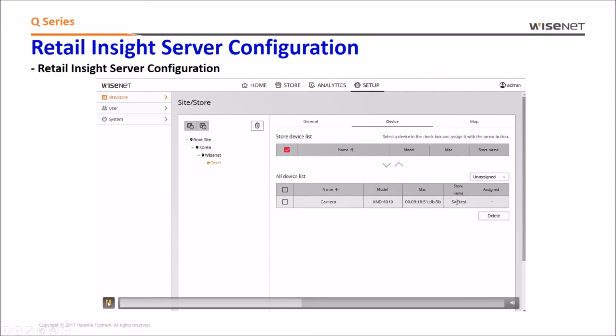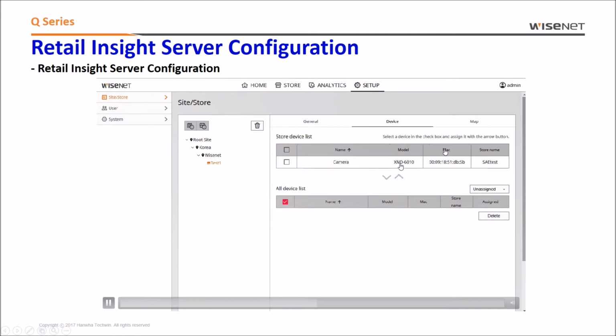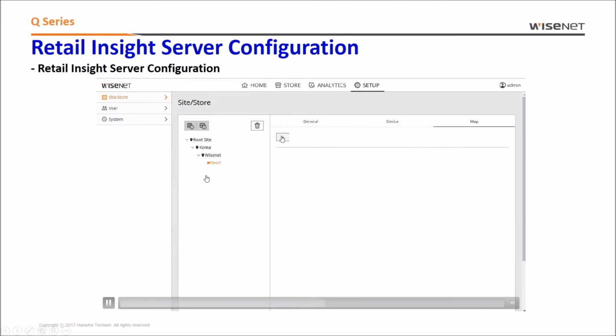So when you go to the device tab, you will see this camera you just registered before. So you can see the camera list here, and you can see the store name here. So if you want to assign this camera to this store, just click this store and check the device and assign it. Then this camera will be assigned to this store.